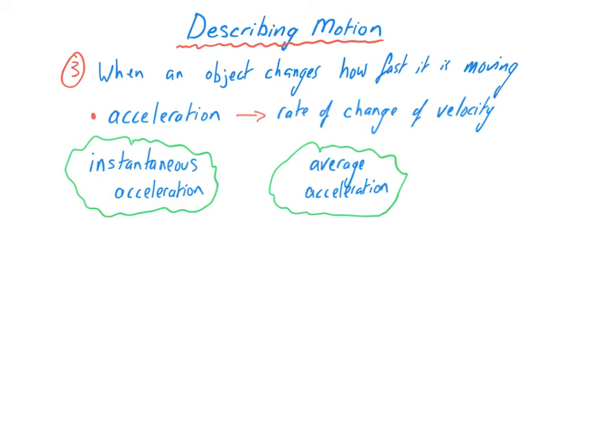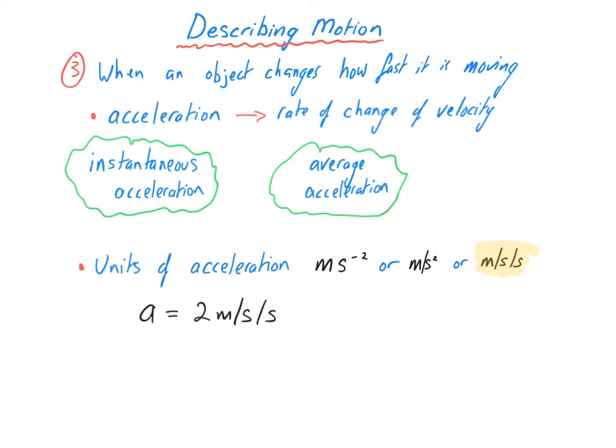But what you do need to have a good understanding of is what acceleration is. To do so, you really need to understand the units of acceleration. There's 3 different ways in which we can write the units for acceleration: m s to the minus 2, or m/s squared. However, it is this third one that is my favourite because it makes the most sense to me. So let's consider an acceleration of 2 meters per second per second. This tells me that the velocity of an object is changing by 2 meters per second per second.